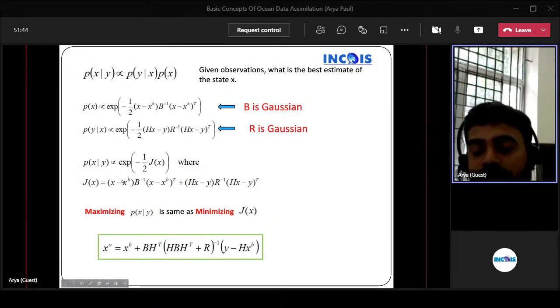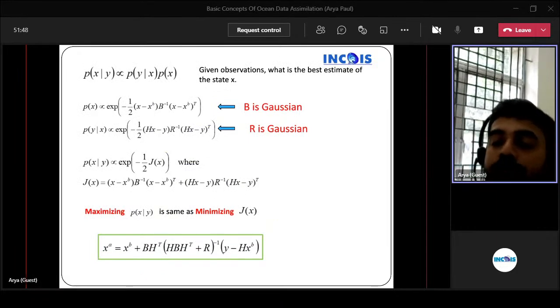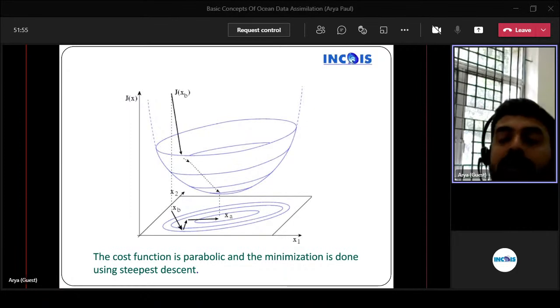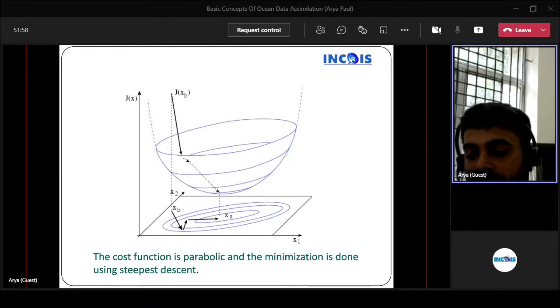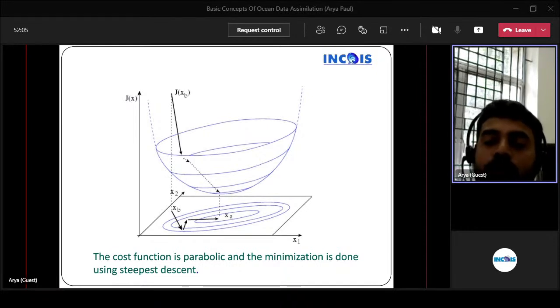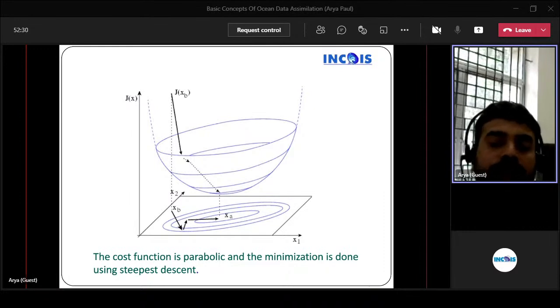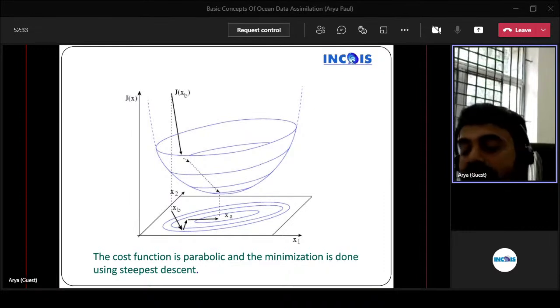So this cost function, if you look at it, is actually parabolic in nature. We are at some ocean state. Think of it like a bowl. The shape of this cost function is like a bowl, like a cup. You are at some place on one side of the cup, and all you want is to reach the bottom of the cup. That is what is done when you try to minimize the cost function. Your idea is to reach the bottom of the cup, and that is typically done using a computer method called steepest descent.